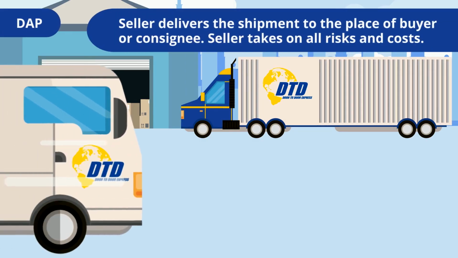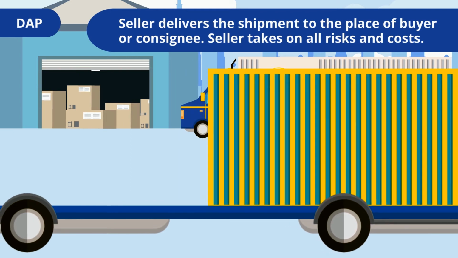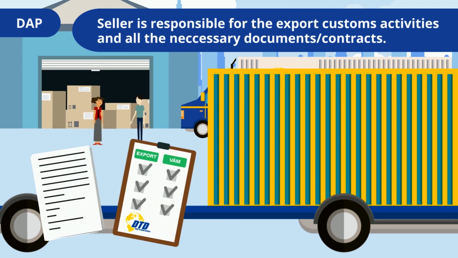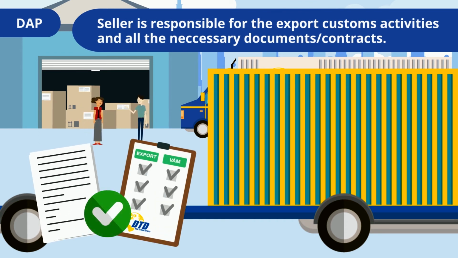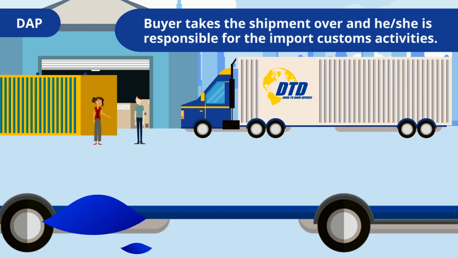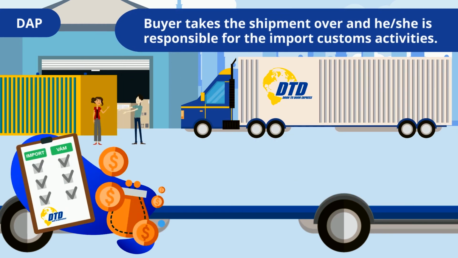DAP. Seller delivers the shipment to the place of the buyer or consignee. Seller takes on all risks and costs. Seller is responsible for the export customs activities and all the necessary documents and contracts. Buyer takes the shipment over and is responsible for the import customs activities.